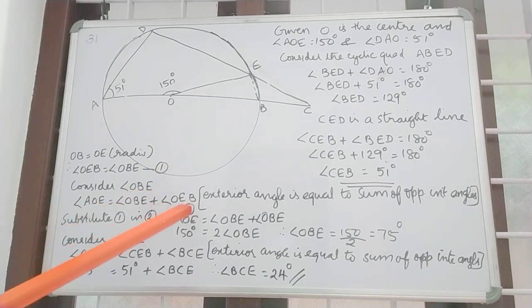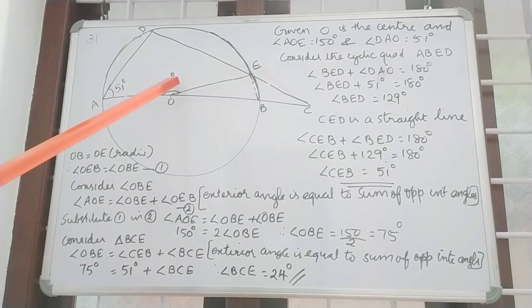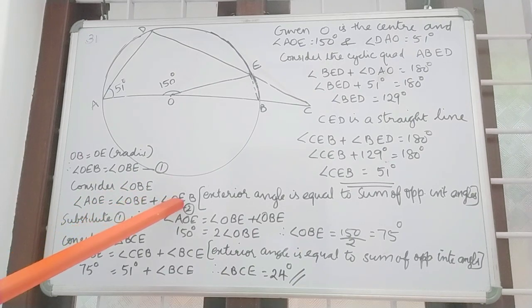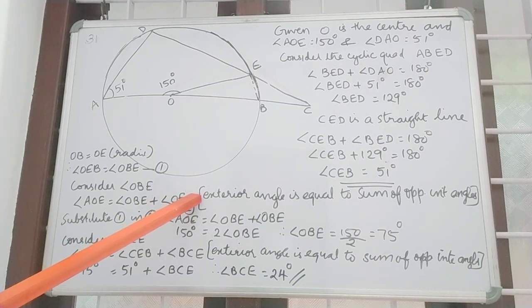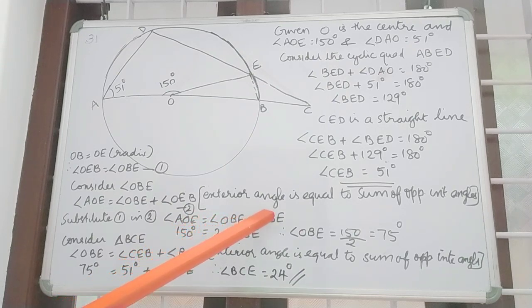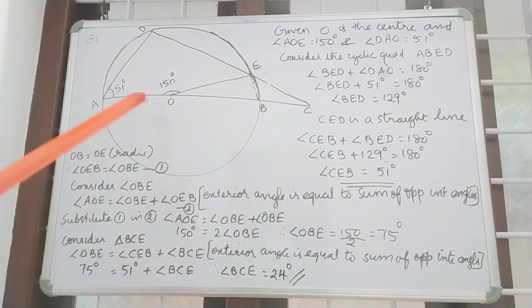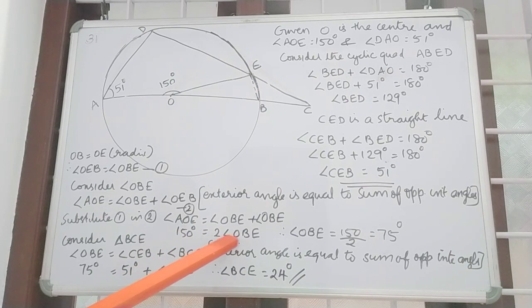That we want to substitute in equation number 2. What is that equation number 2? If we are considering this triangle OBE, exterior angle will be equal to the sum of opposite angles. So opposite angles means OBE and OEB. So instead of OEB, from equation number 1 we can replace OEB as OBE. So we can write angle AOE is equal to angle OBE plus again angle OBE. From question AOE is 150 degree, it is there in the question itself, is equal to 2 into angle OBE. So angle OBE is equal to 150 divided by 2, which is equal to 75 degree.